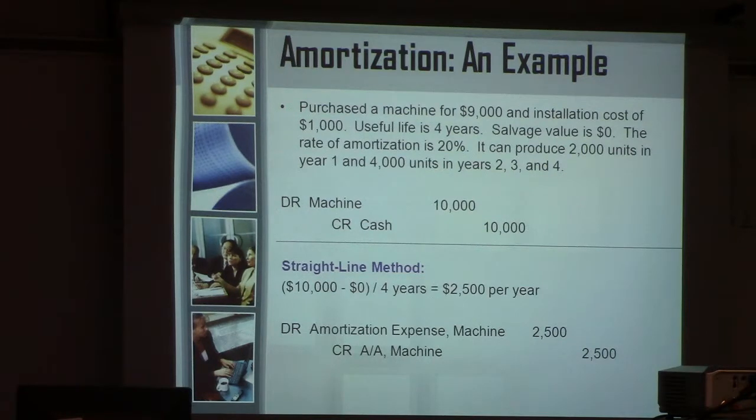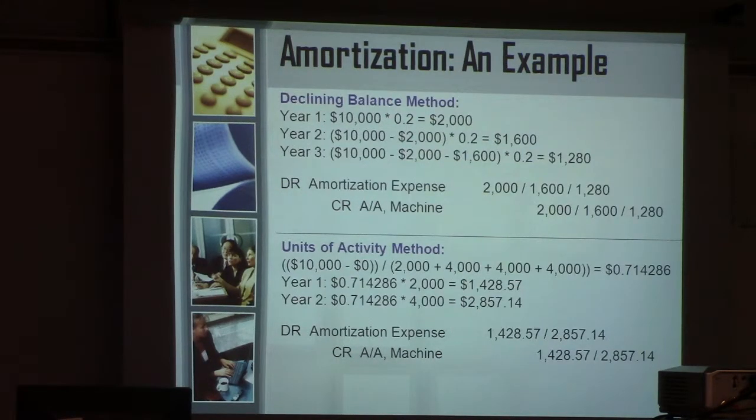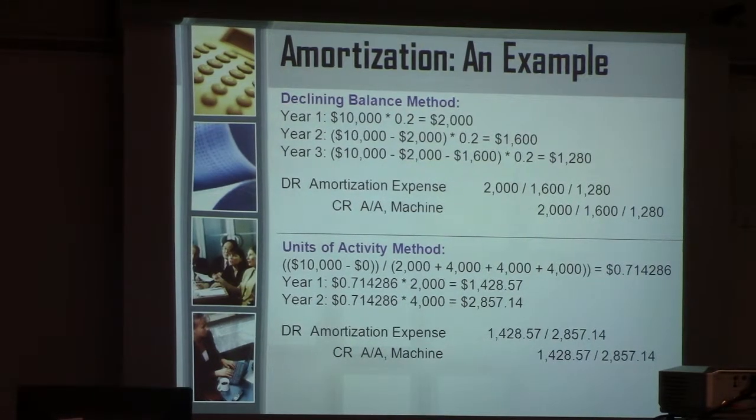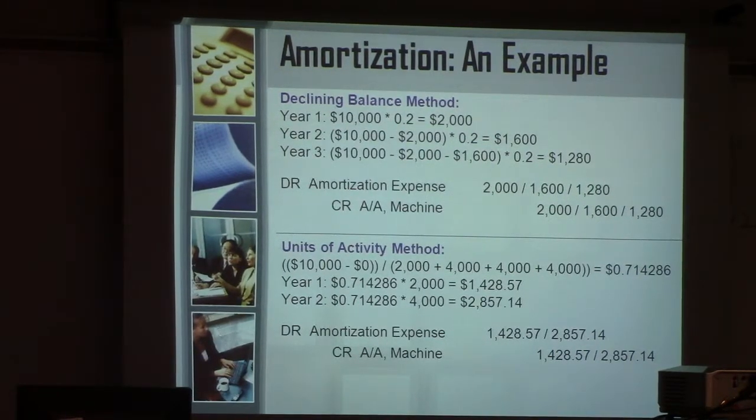You can see straight line method, 10,000 minus 0 divided by 4 years, 2,500 per year. So debit amortization expense, credit AA, which is accumulated amortization, $2,500 a year. In the declining balance method, you're taking 10,000 times 20%, which is 2,000. In the next year, 10,000 minus 2,000 times 20%, which is 1,600. Year 3, 10,000 minus 2,000 minus 1,600 times 0.2 equals 1,280. So you can see the amortization expense would be different, 2,000, 1,600, and so on, depending on the year.